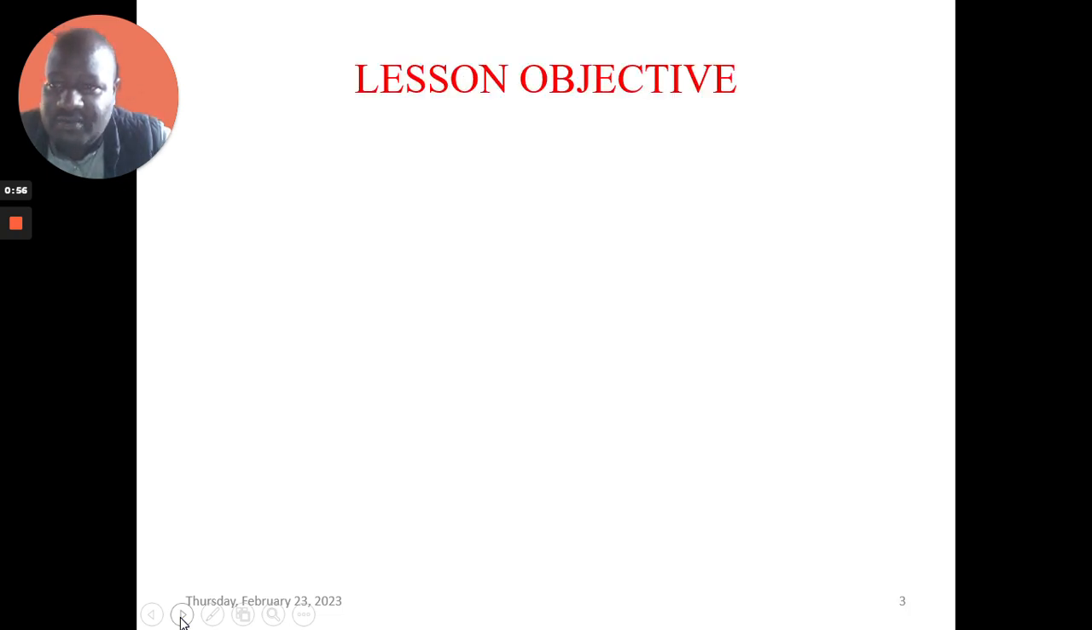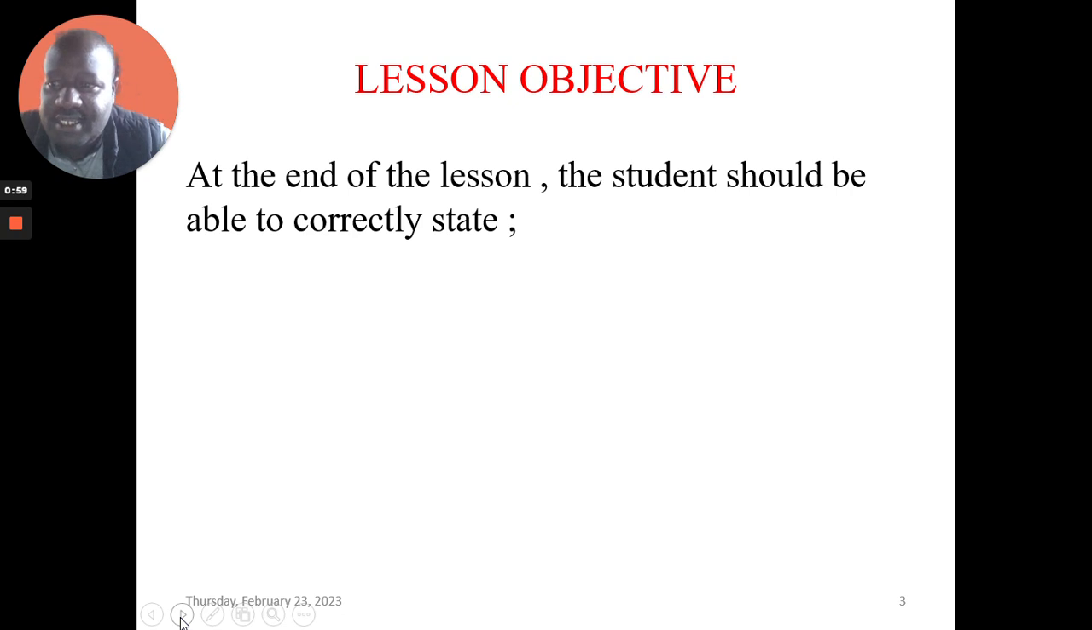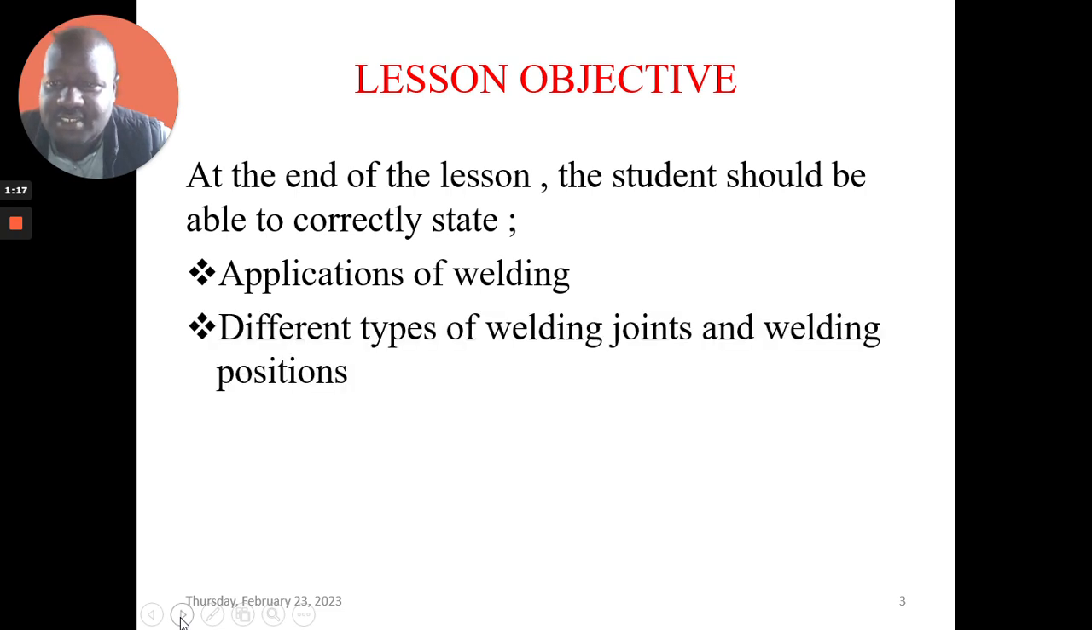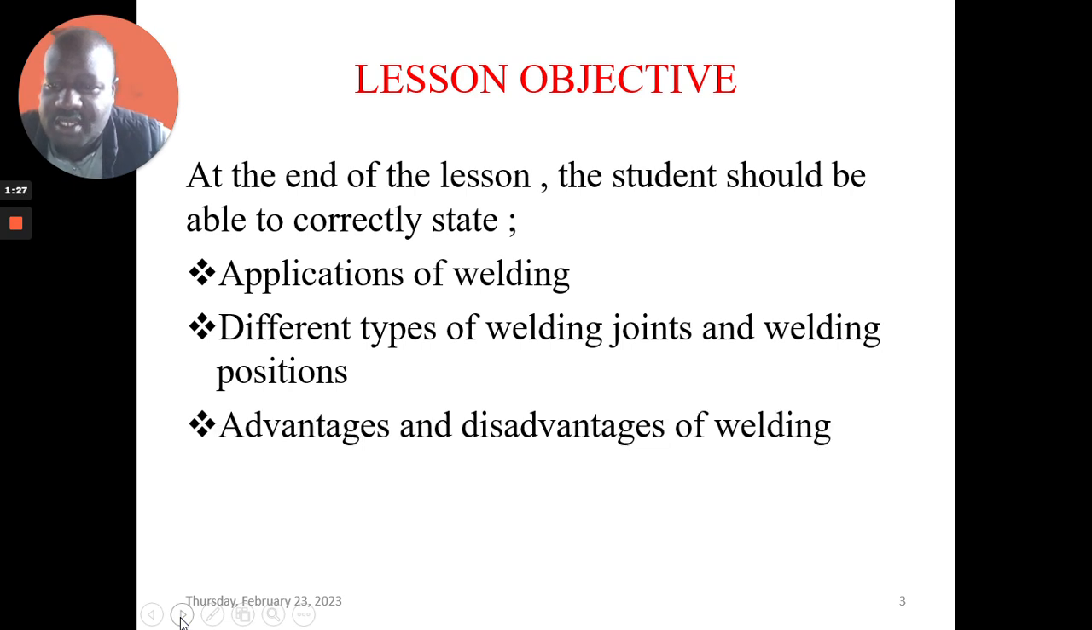So the objective of this lesson is that at the end of this particular lesson of welding and fabrication, you as a student should be able to correctly apply welding in your workplace. We are going also to correctly state the difference between the welding joints and also the welding positions. The advantages and disadvantages of welding we are going to cover.